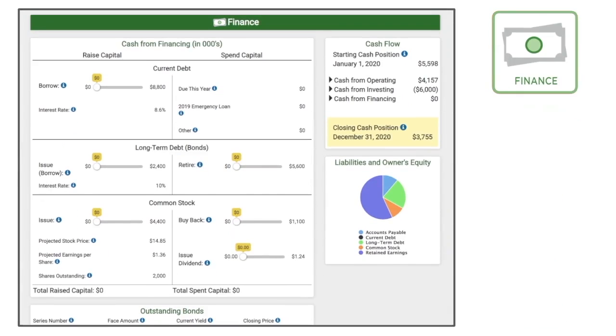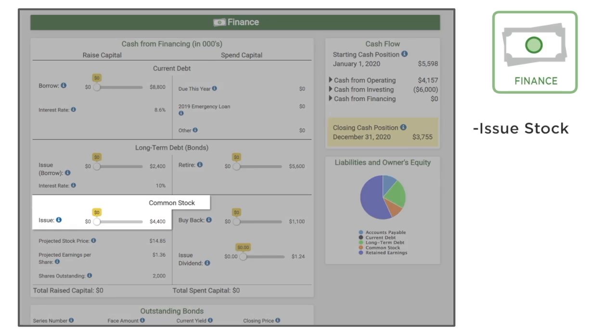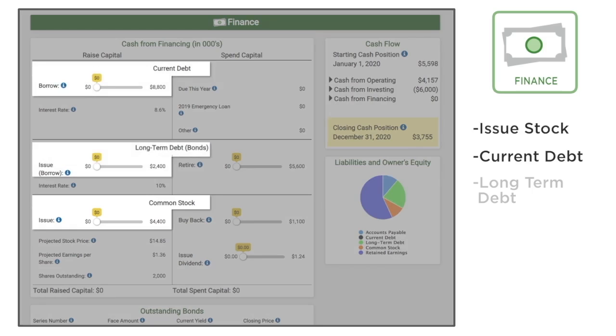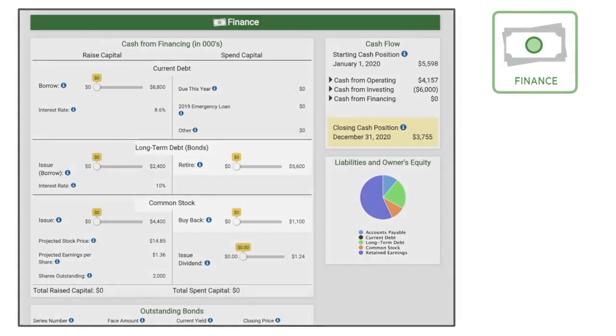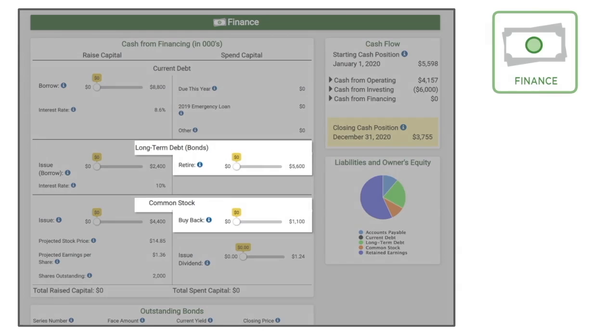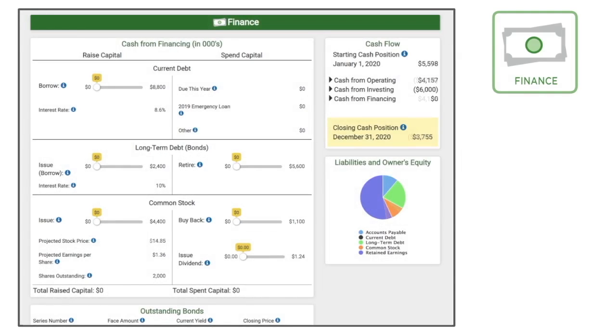Finally, in finance, it is your responsibility to ensure that your company has enough cash to run the business throughout the year. You can raise funds through 3 methods: issuing stock to the public, borrowing money through current debt due next year, or borrowing money through long-term debt due in 10 years. You can also retire debt and stock by adjusting these sliders, but it's important to make sure you don't run out of money in the present.